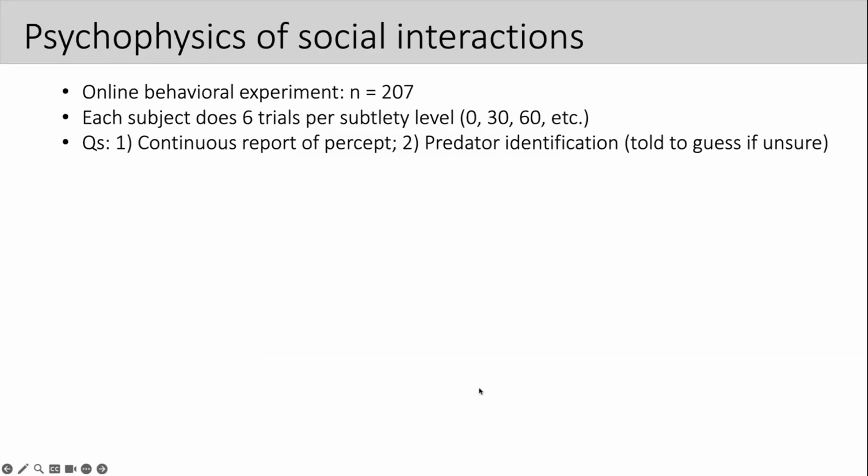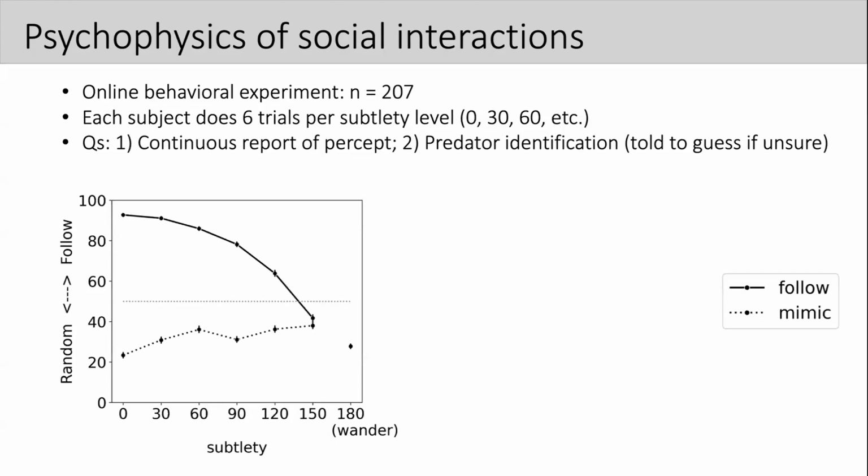Okay, so online behavioral experiments. Each subject does 6 trials per subtlety level. So there's, I think, 84 trials, including the wander trials and the control mimic trial. And they do these 2 questions, the continuous perceived report and the predator identification.